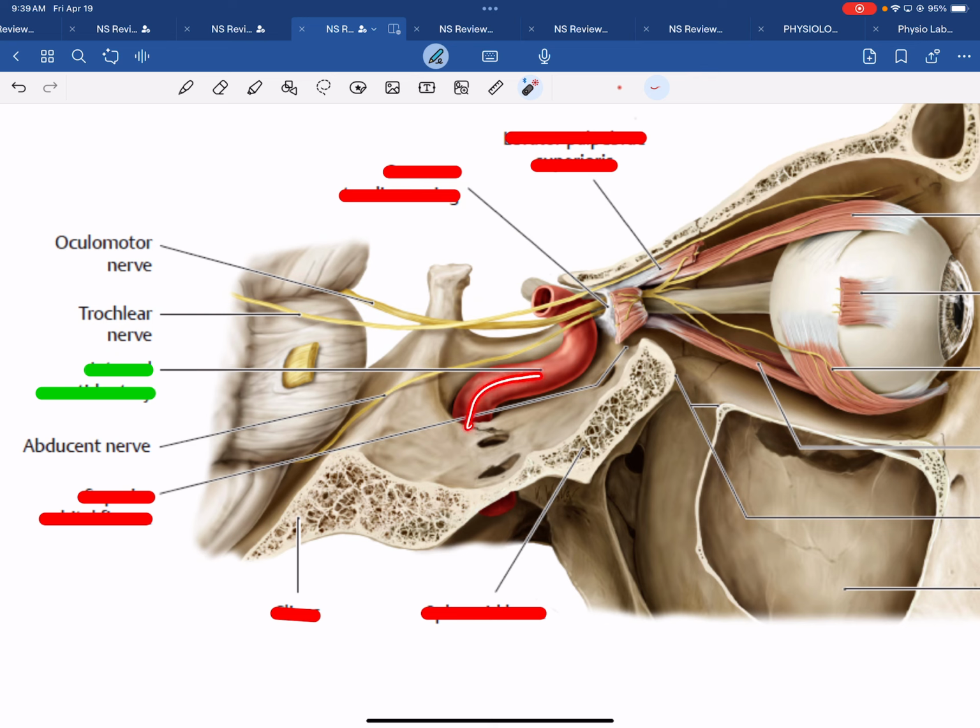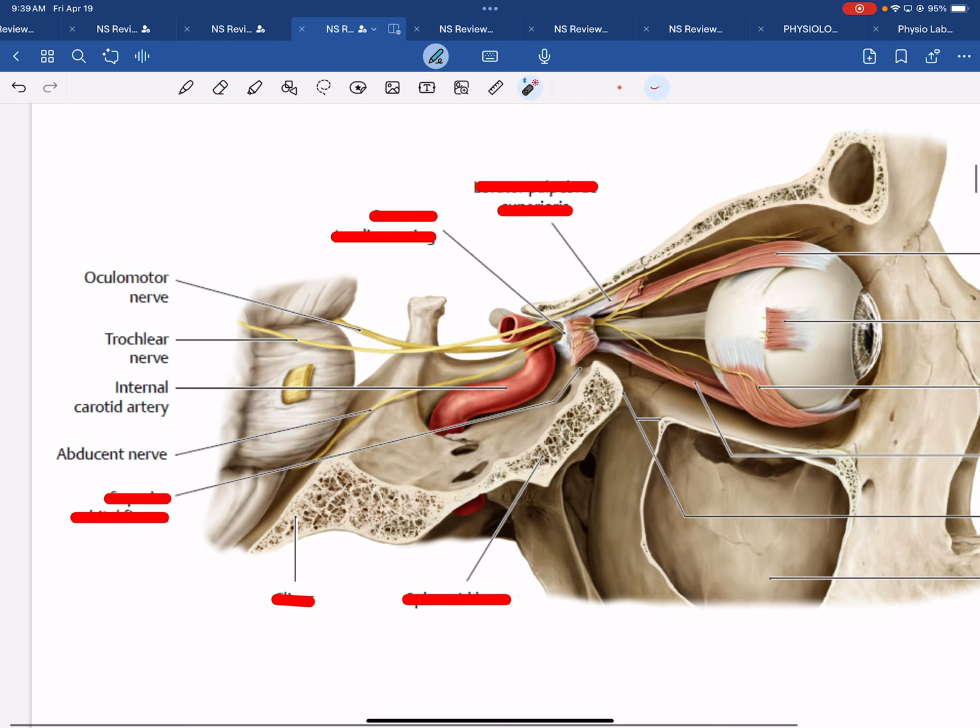Okay, and then what is this? This must be, think of the circle of Willis. This artery becomes the middle cerebral artery. Good. Must be the internal carotid artery. Nice. Good job. Good.